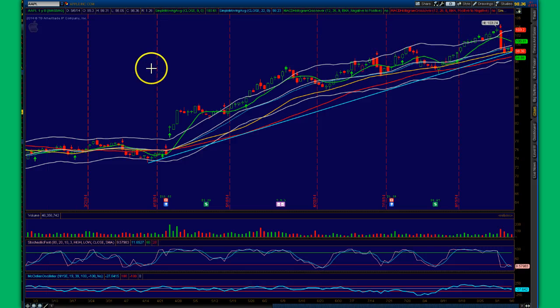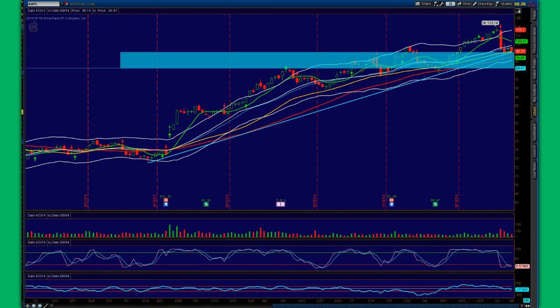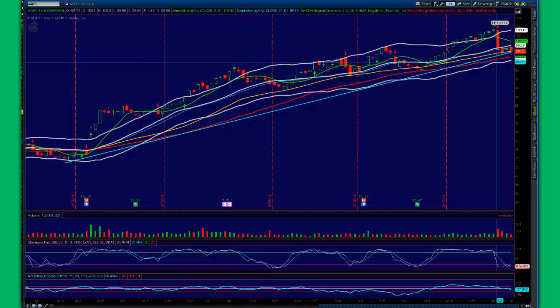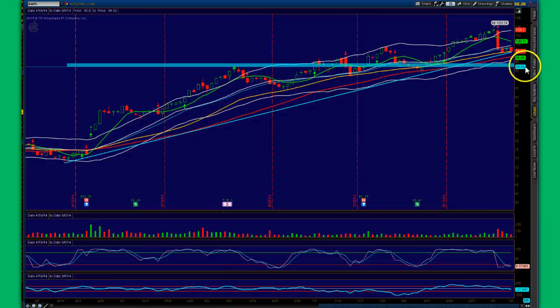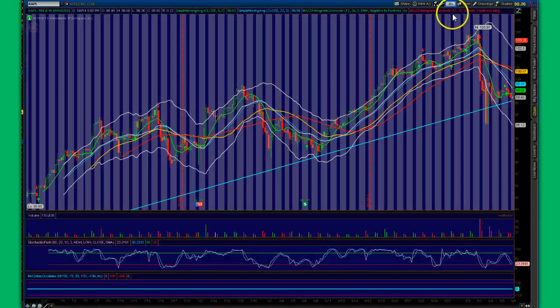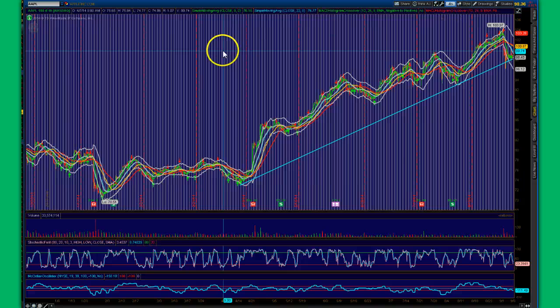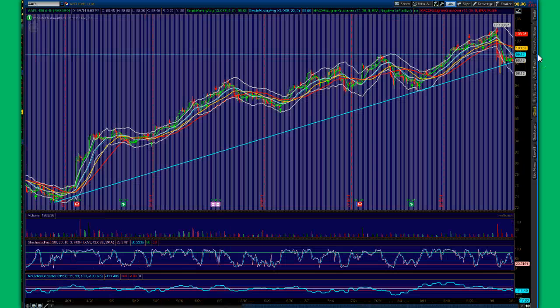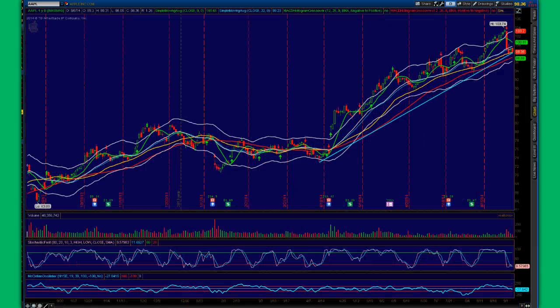Let me get a second. What am I doing? Trying to highlight. Let me magnify this a little bit more. Oops, I murdered this thing. Hold on. Okay, this is an hourly chart. I was looking at the daily. My apologies for wandering here.